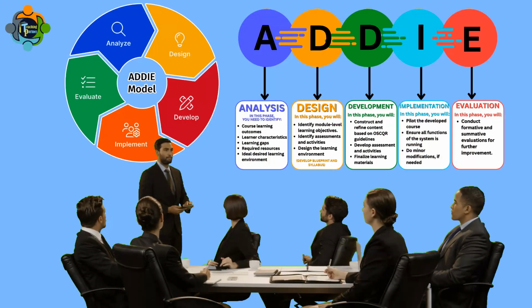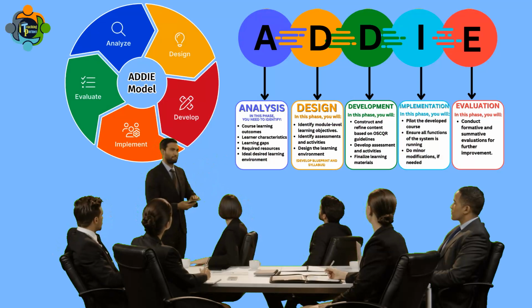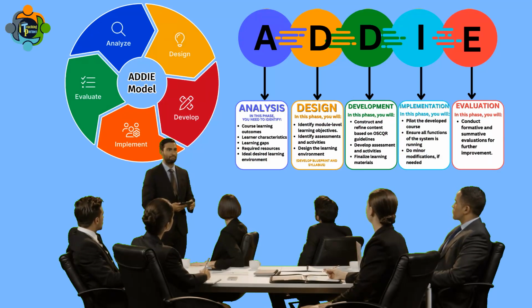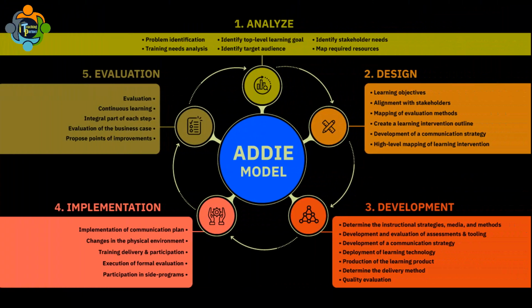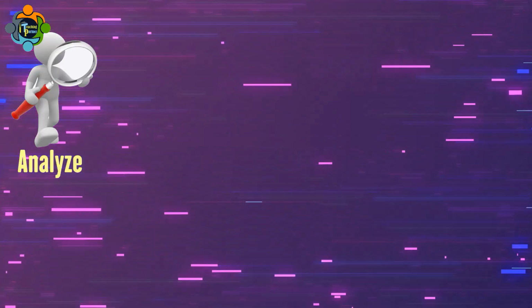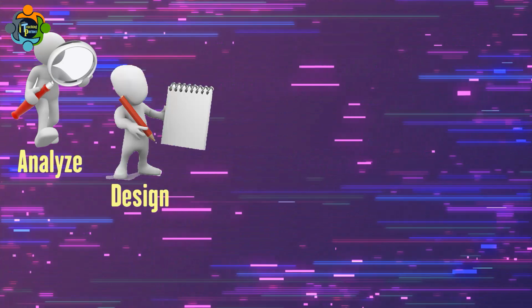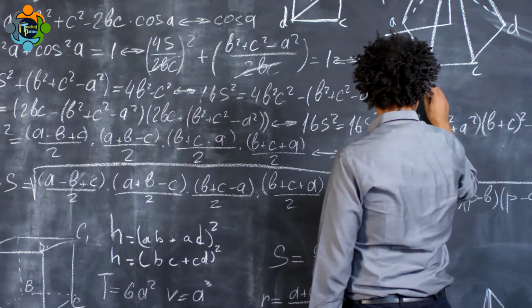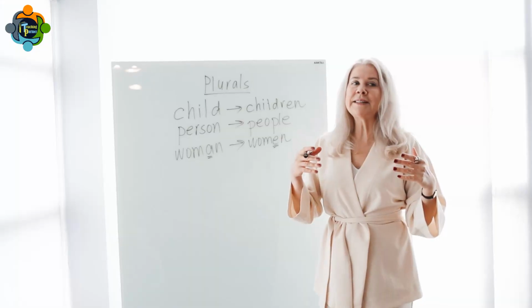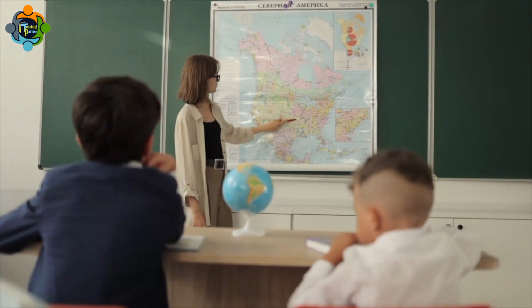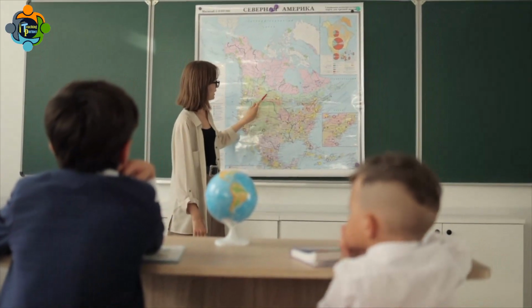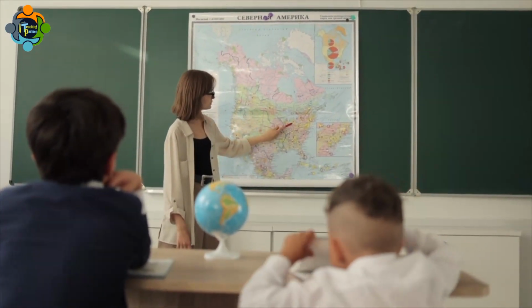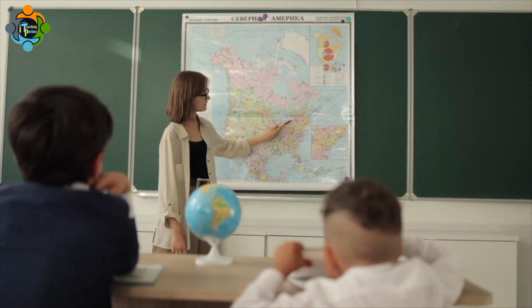Today we are going to talk about a powerful tool that can make lesson planning easier and more effective. It is called the ADDIE Model, which stands for Analyze, Design, Develop, Implement and Evaluate. Whether you are teaching math, science, language arts or social studies, this simple framework helps you create lessons that truly engage students and improve learning outcomes.